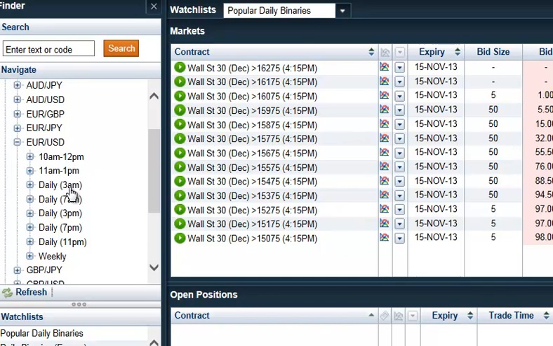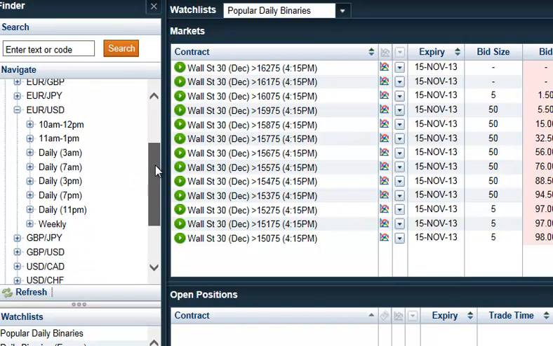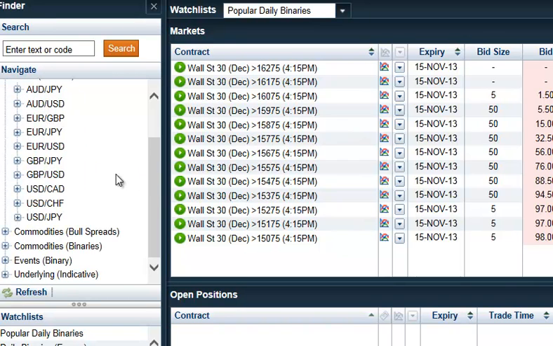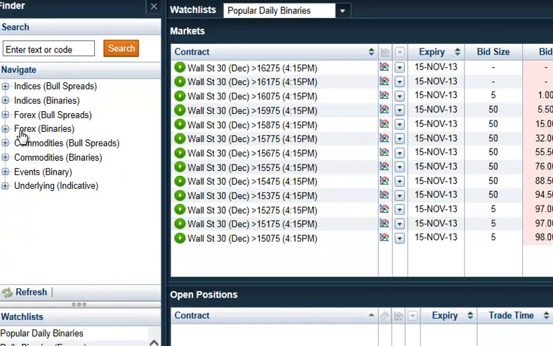So they actually have a 3 a.m. Eastern Time close, a 7 a.m. Eastern Time close, a 3 p.m. later today close, a 7 p.m. tonight close, an 11 p.m. tonight close, a weekly close. And again, like I said, you have 10 different forex pairs.